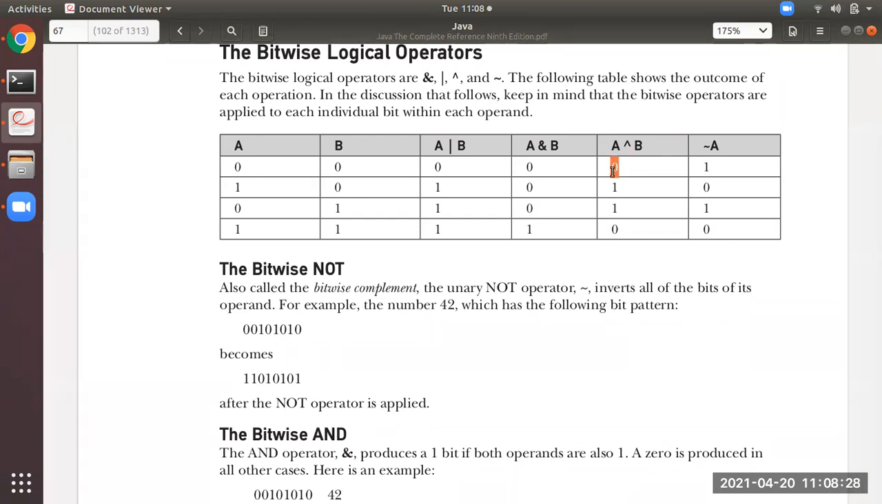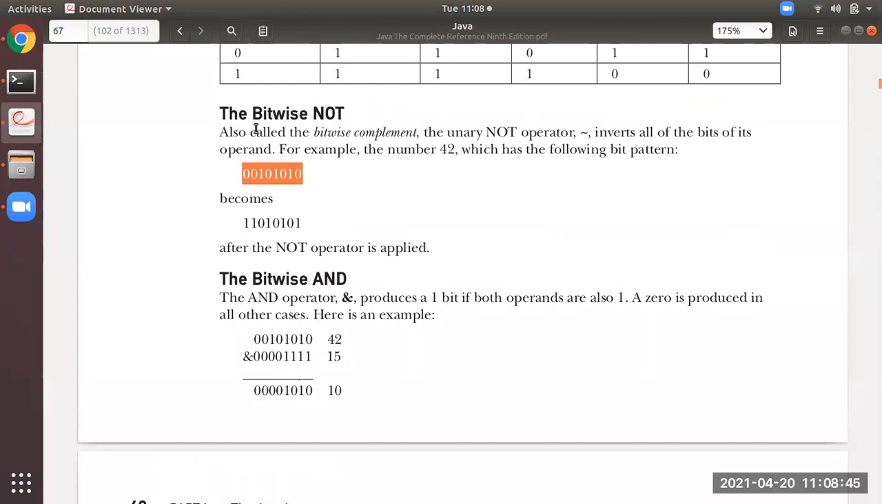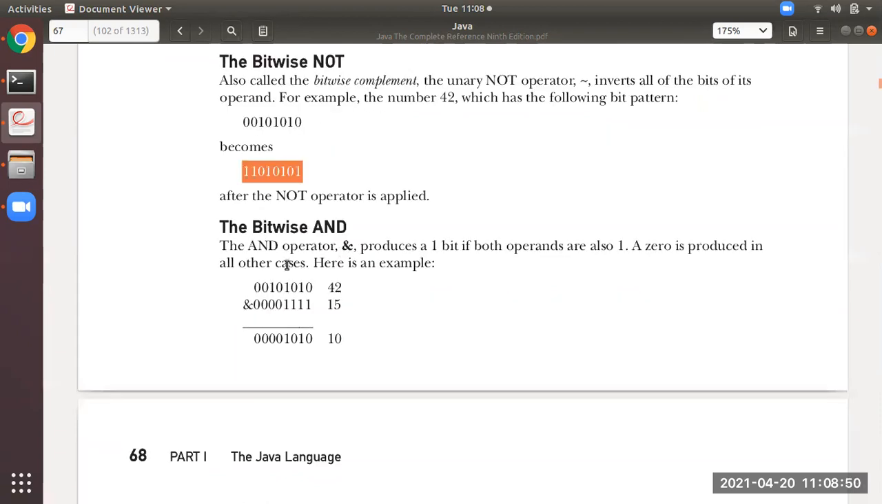You can see over here 0. Here also 0. Why? Because A, B are same here. This is a negation of A, that is inverse of A. Where there is 1, output will be 0. Where there is 0, output will be 1. Okay. This is some binary number 42. Bitwise NOT means this one. Converting zeros to ones, ones to zeros.